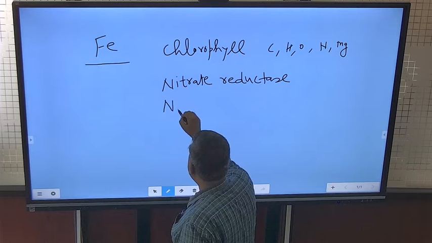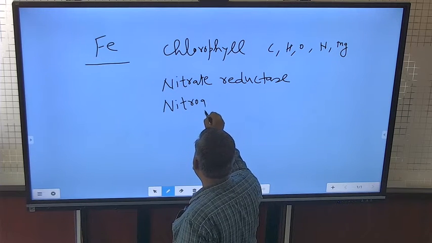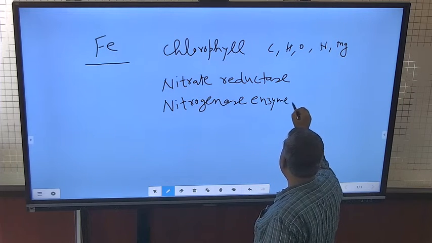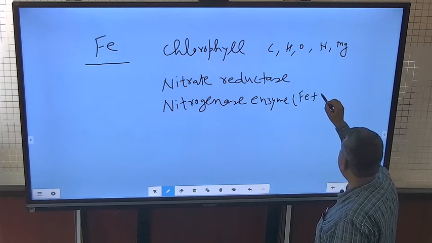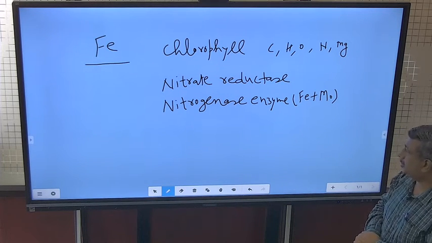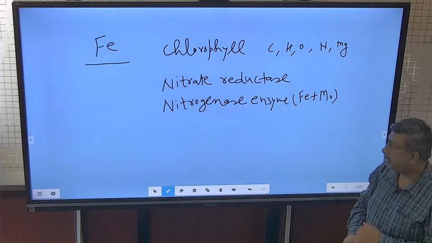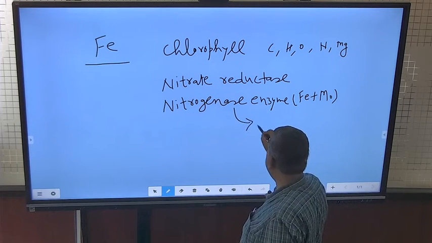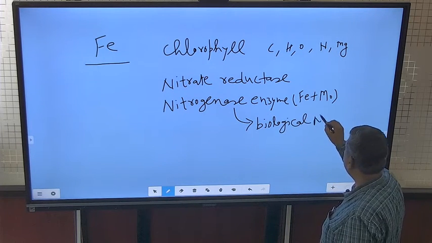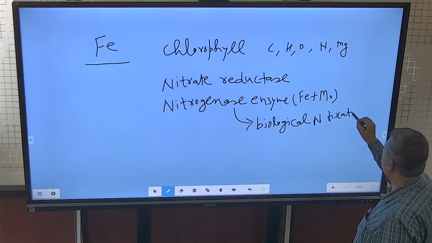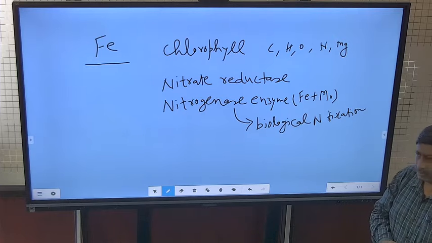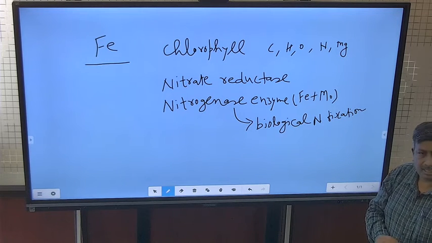Iron is also required for the nitrogenase enzyme, and in this enzyme it is a part of iron plus molybdenum. So, molybdenum is also required. Iron and molybdenum are part of the nitrogenase enzyme, and this enzyme is important for biological nitrogen fixation in legume crops. So, that is why iron plays a very important role in nitrogen metabolism and biological nitrogen fixation.